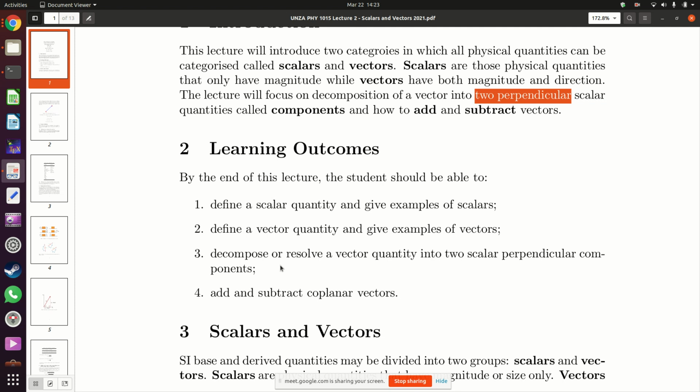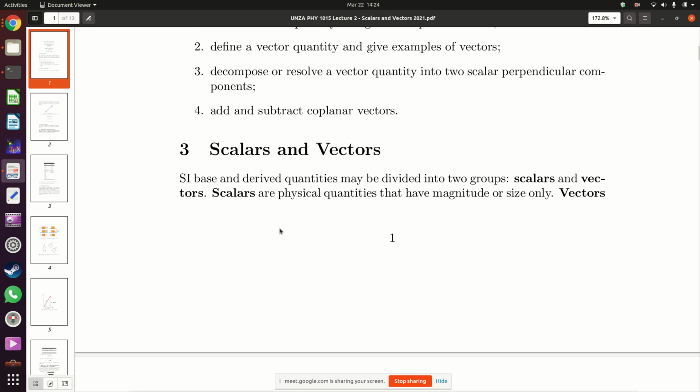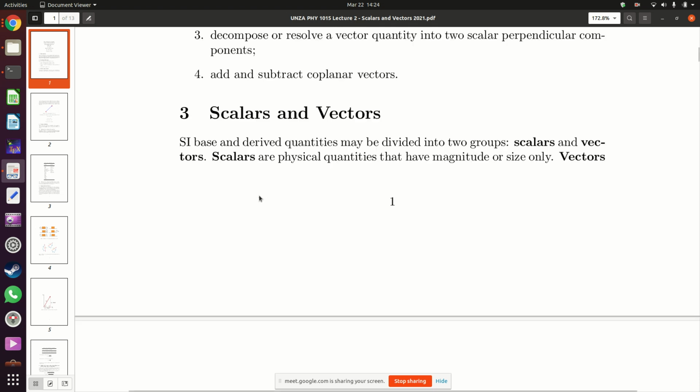So you add them, and basically that's what we want to do. So again, we move on to scalars and vectors. All the physical quantities I've looked at, whether they are base quantities or derived quantities, we can group them into scalars and vectors. And as we have said, scalars have only size or magnitude. Vectors, on the other hand, have both size and direction.